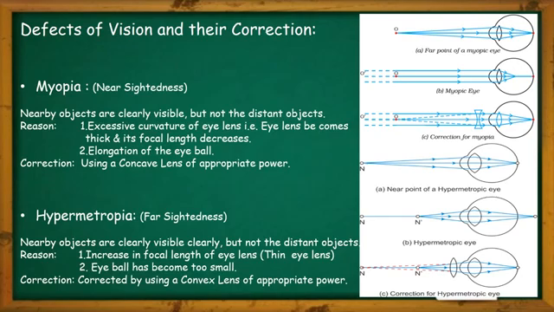So why does this kind of defect happen? The reasons for this defect are an increase in the focal length of our eye lens, or the eye lens becoming thin, and second, the eyeball becoming too small.